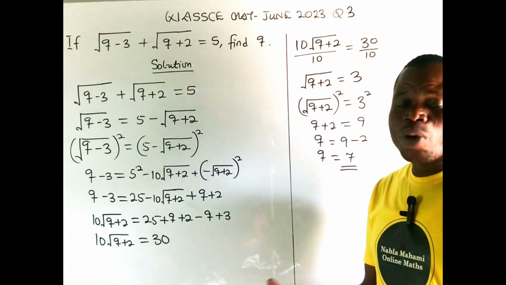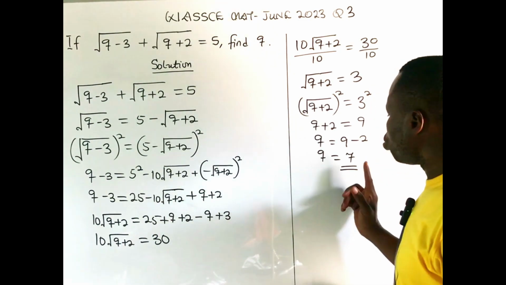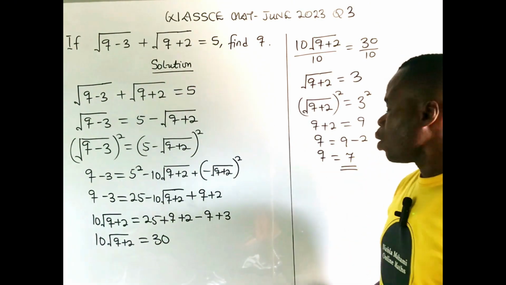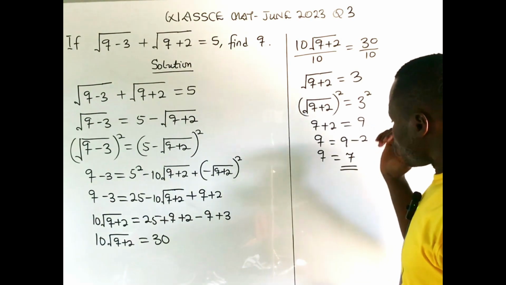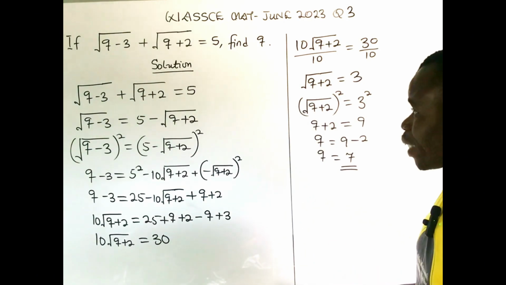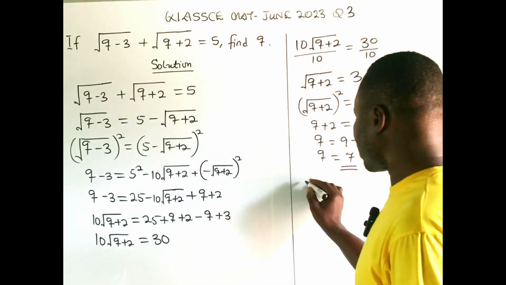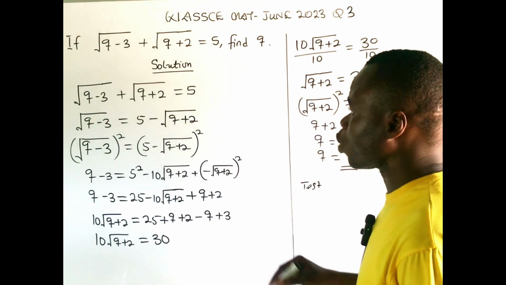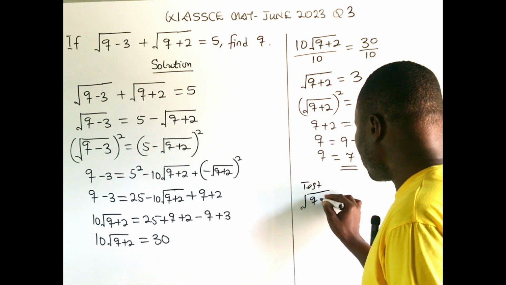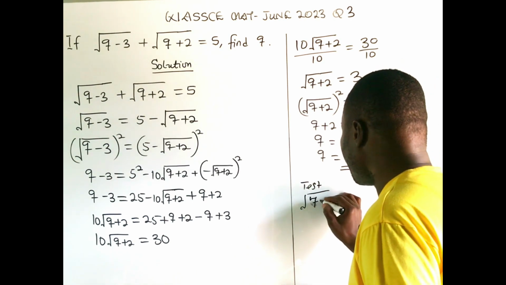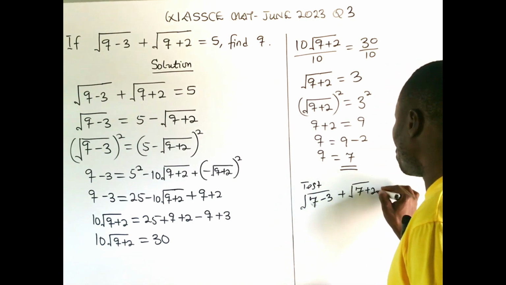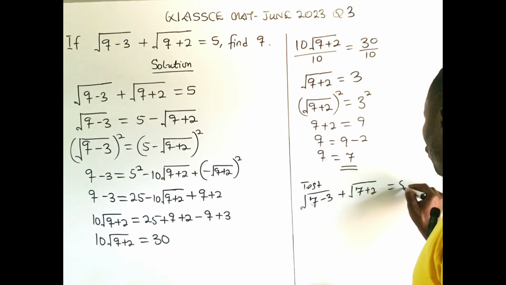You can test to see whether your answer is correct or not by using 7 to substitute into the general equation given from the question. So at the end, you see that left-hand side should be equal to right-hand side. What if you want to what? To test. So let's test it and see. To test, let me write test to see whether our answer is correct or not. Q is now 7. I'll have square root of 7 minus 3 plus square root of 7 plus 2 is equal to 5 because here is 5.